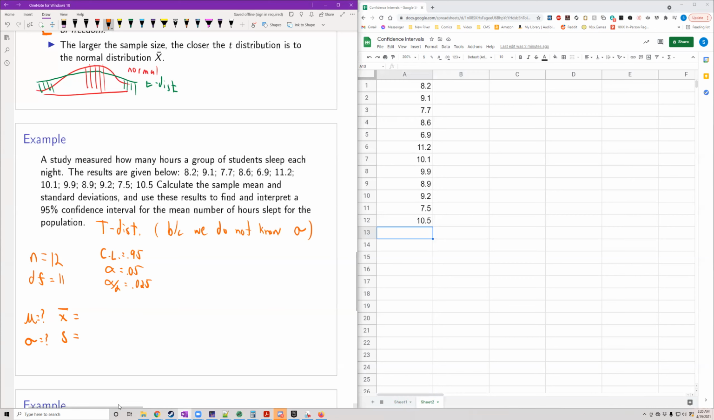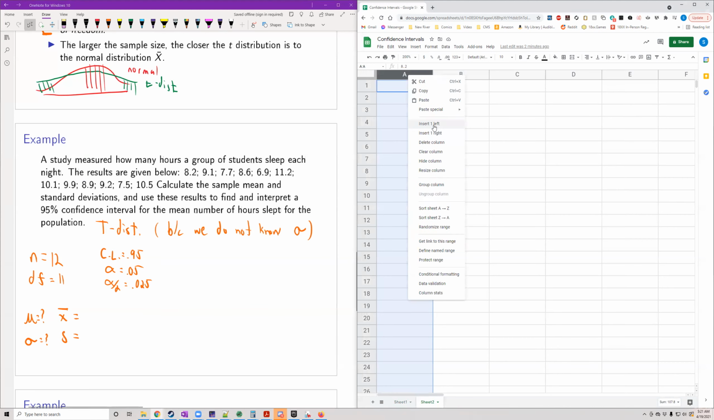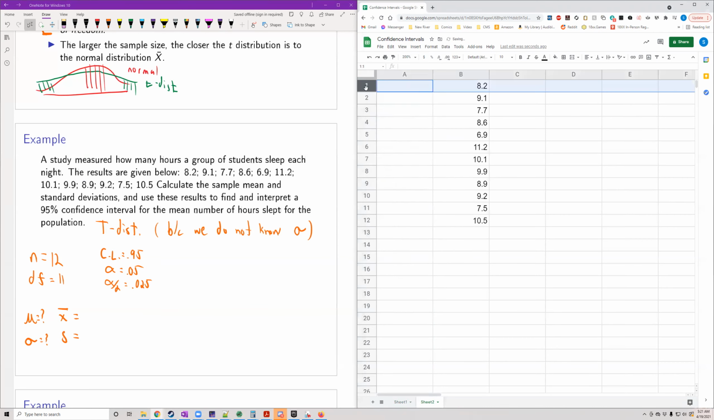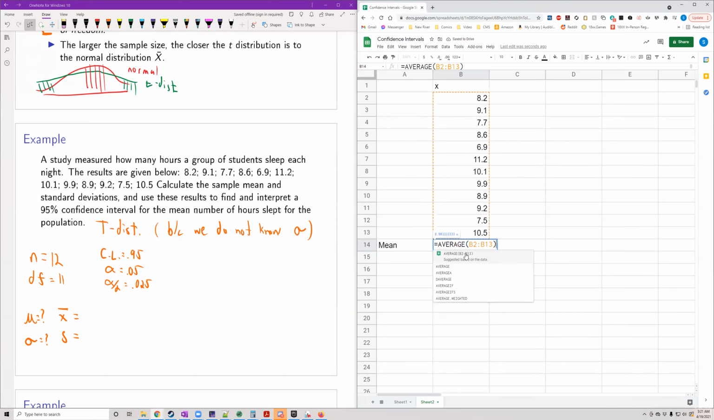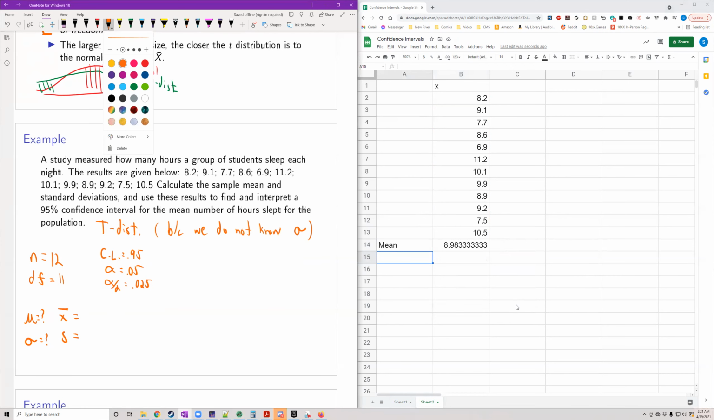Now, let's go ahead and calculate some stuff. So I'm going to add an extra column and an extra row so that we can label things. So this will be the x values. We can find the mean. This will be the average of these values. So 8.98. Okay, we can just go ahead and round that to 8.99. Oops, 8.98 actually is more correct. We'll say 2 decimal places is good for now.